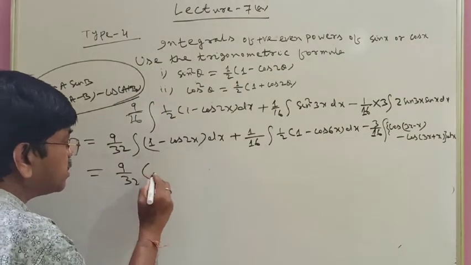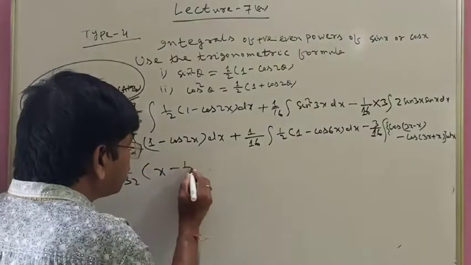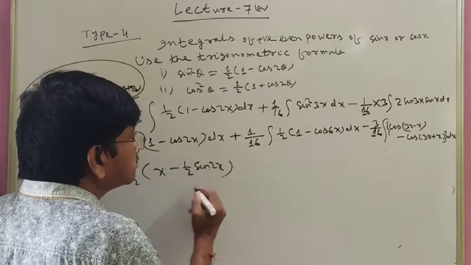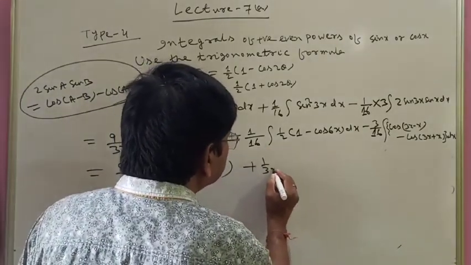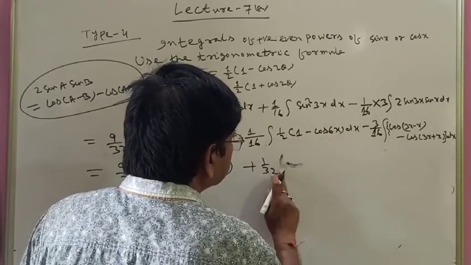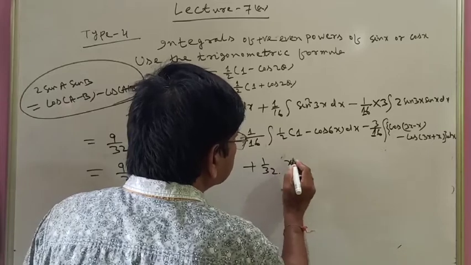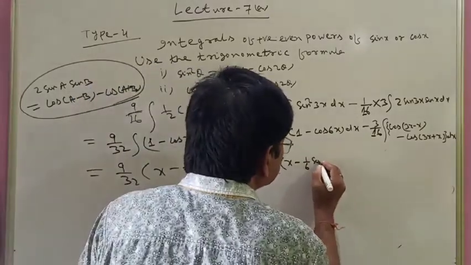Integration of 1 dx is what? x. And what is the integration of cos 2x? It will be 1 by 2 sin 2x. Here 1 by 16 into 1 by 2, that is 1 by 32. Integration of 1 dx is what? x. 1 dx means dx, that is x. And what is the integration of cos 6x? That is 1 by 6 sin 6x.